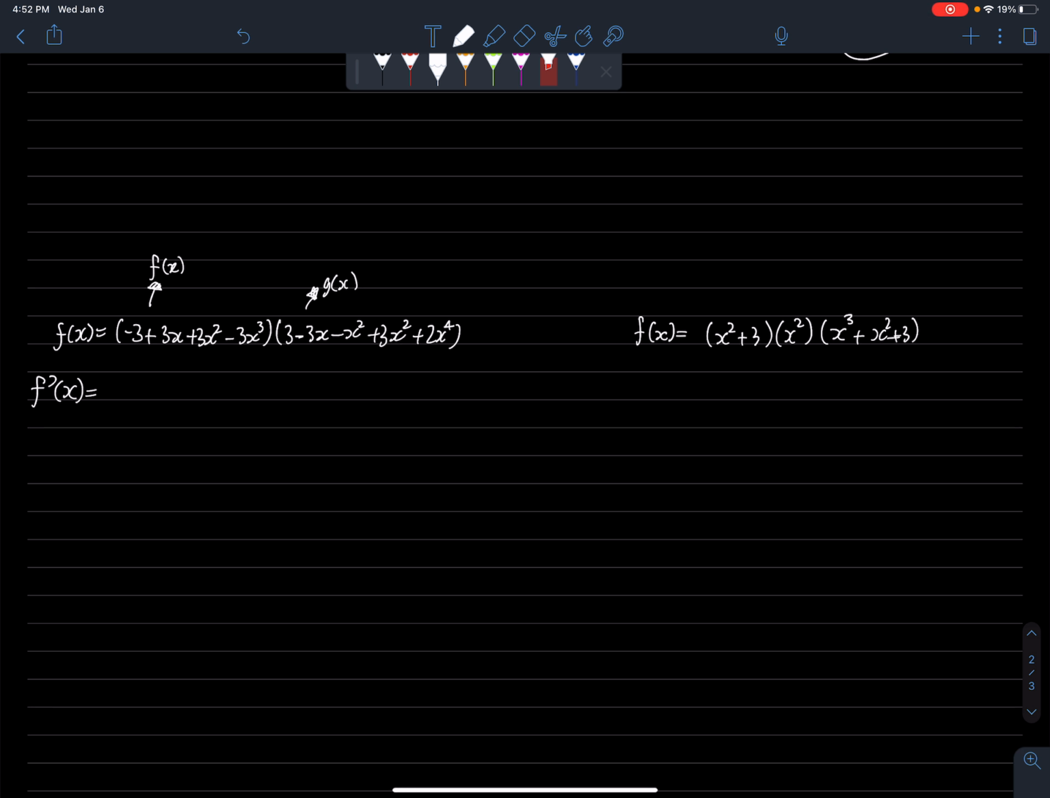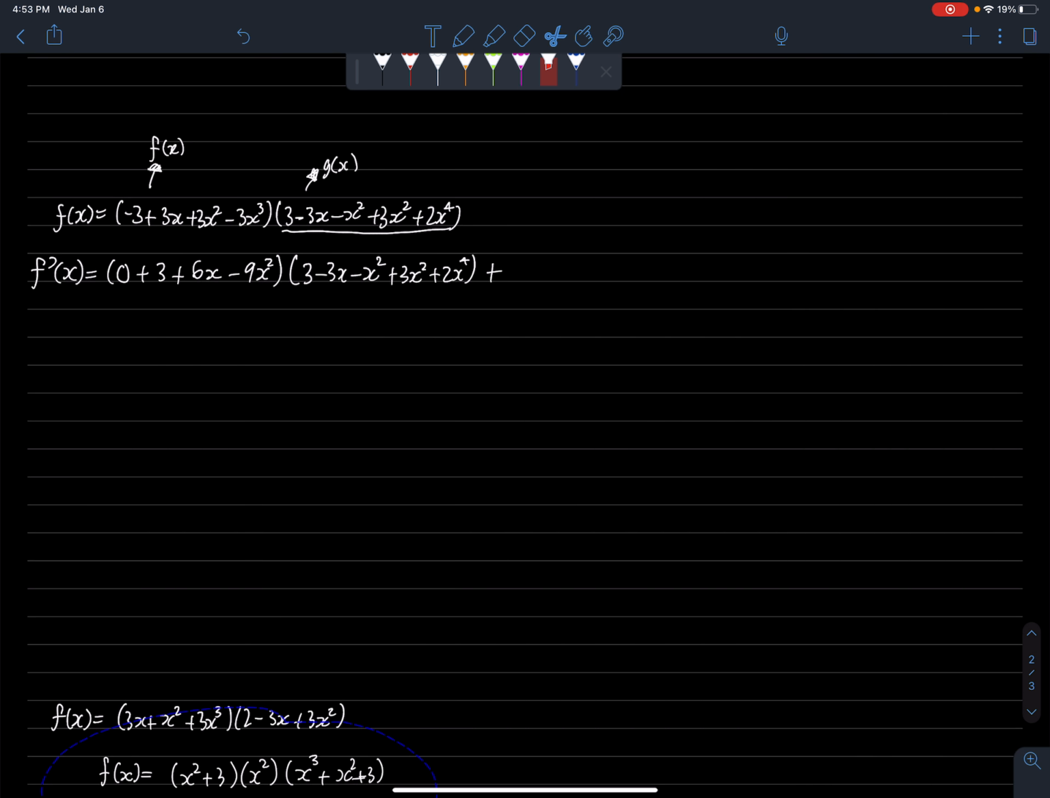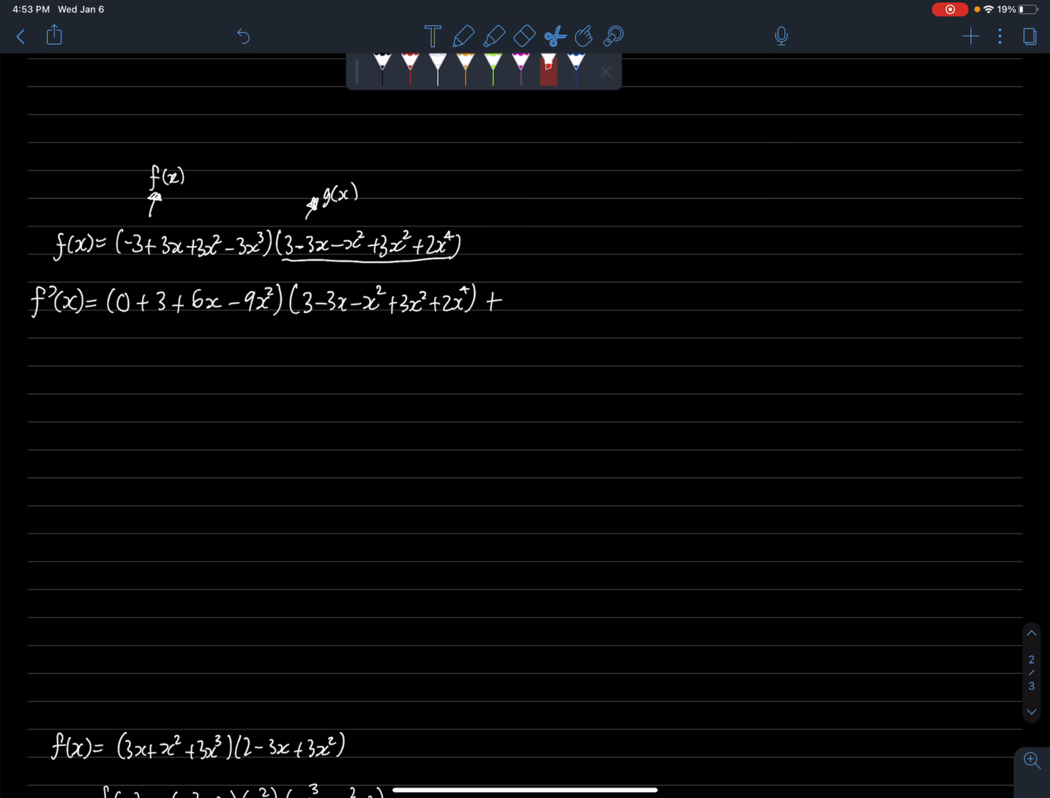All right, so what's the derivative of this one? It's going to be 0 plus 3 plus 6x minus 9x squared times, now we're going to just bring this down, 3 minus 3x minus x squared plus 2x squared plus 2x to the 4. Right, and then plus, let me move this so we don't get it confused.